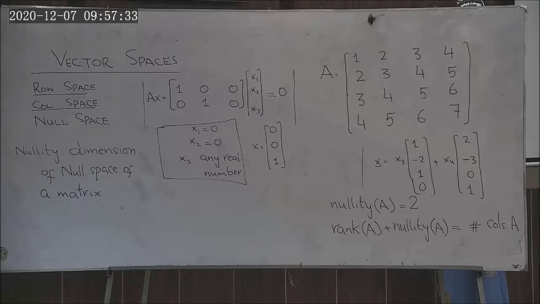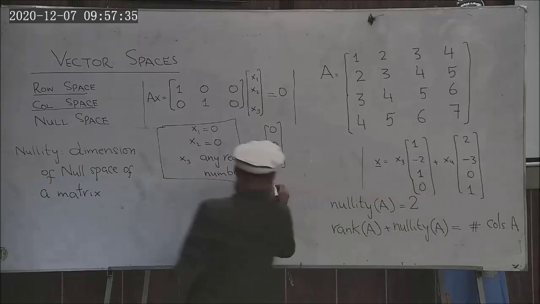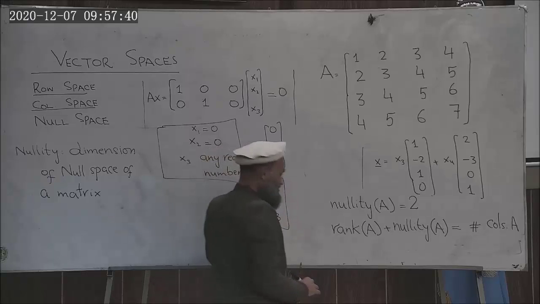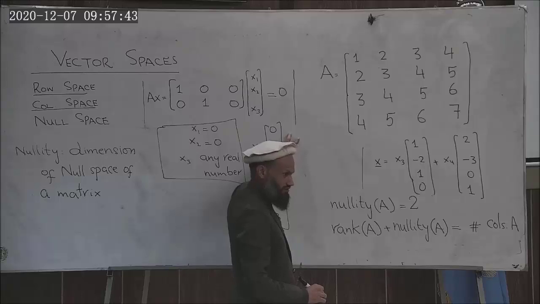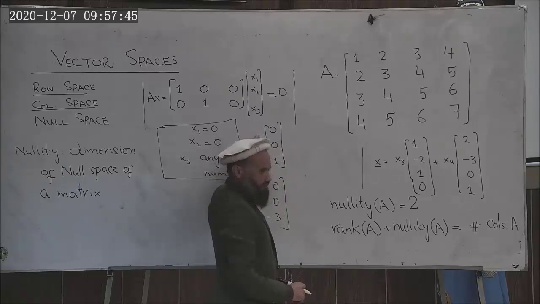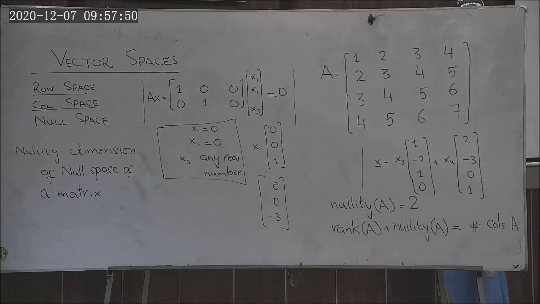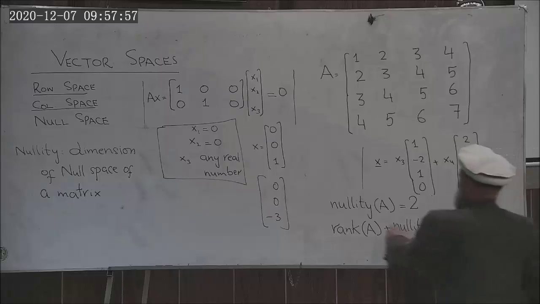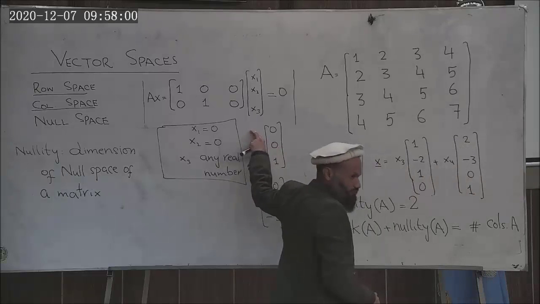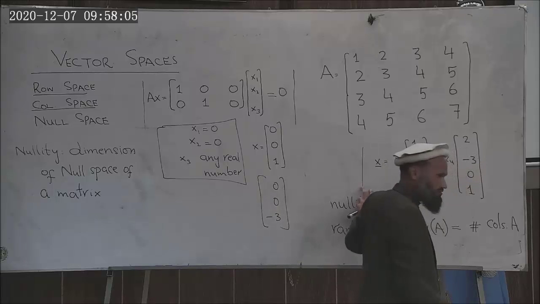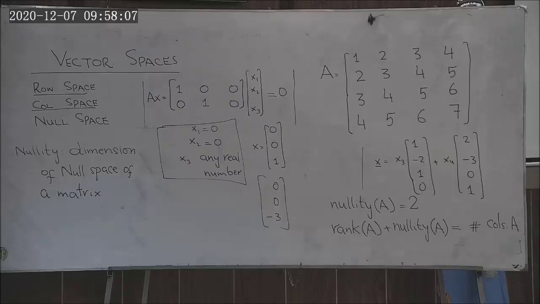There are infinite solutions. For example, 0, 0, minus 3 is also a solution, but that is linearly dependent upon this one. So this is the only one. There is only one linearly independent vector in this space. So the dimension of the null space, which is the dimension of the space spanned by solution vectors, is equal to 1. So nullity is another name for the dimension of the null space.